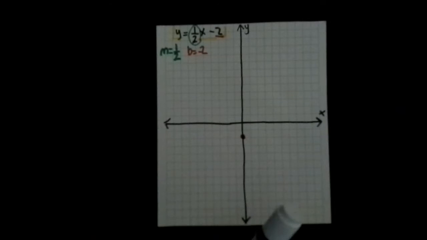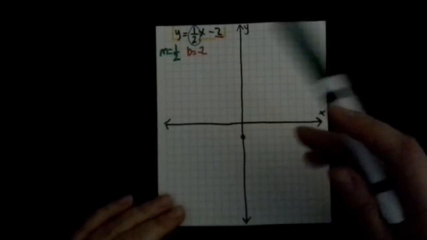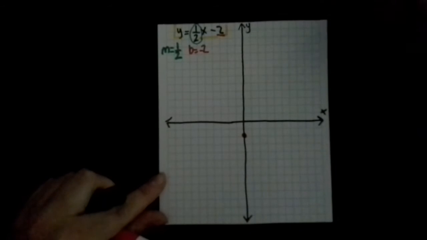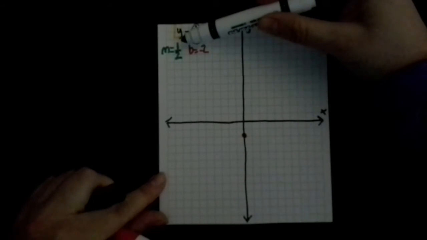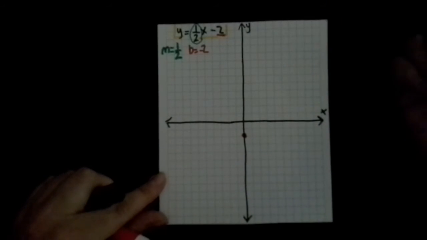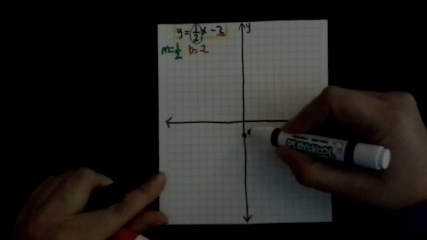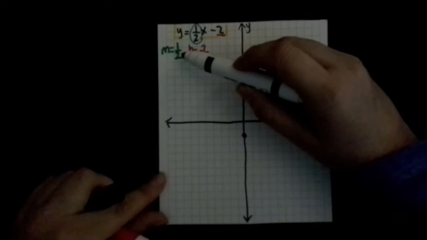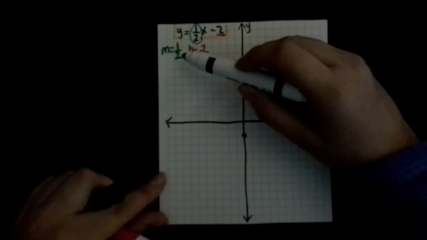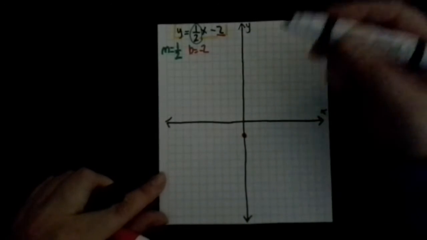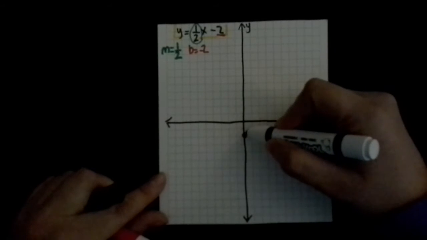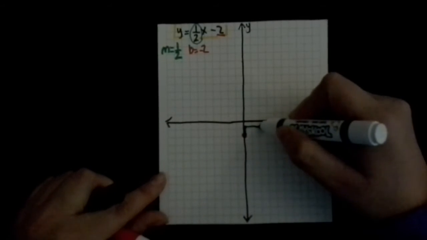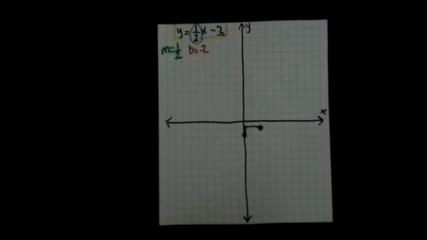The next thing I want to do is take the slope and use that as a direction. Notice that your number on top, your numerator, is a positive 1. That means you need to move up 1 from your y-intercept. And then the denominator tells you how many spaces you have to move to the right. It is positive, so moving to the right 2. So I'm going to go up 1, to the right 2. That gives me my next point, which is my lattice point.